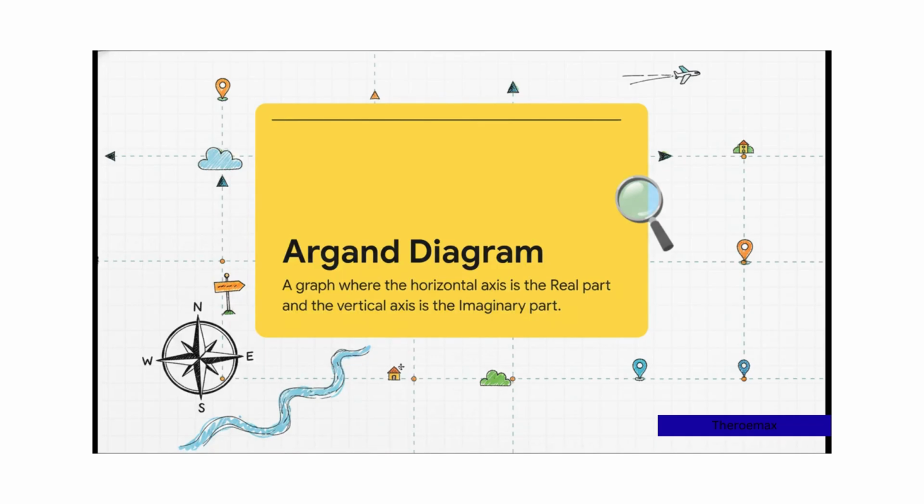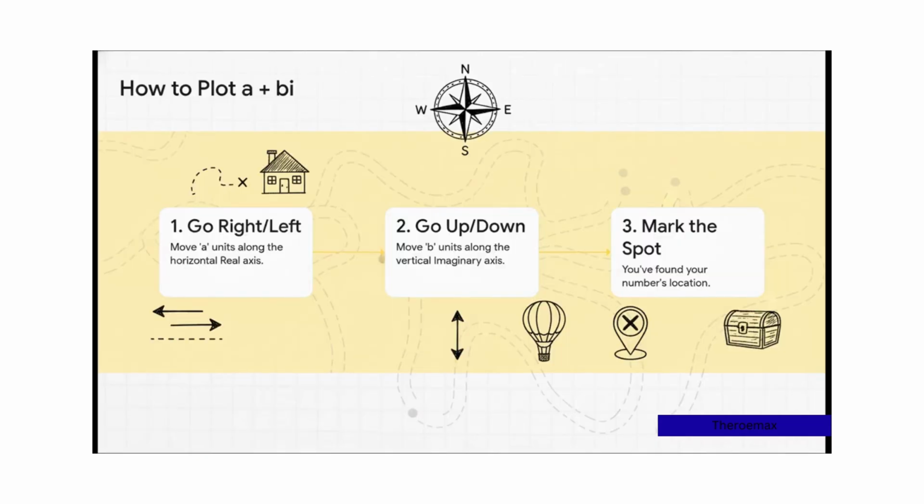Every single complex number has a unique address right here on this grid. And plotting a number is as simple as finding an address on that map. For any number, let's say a + bi, you just move a units horizontally and then b units vertically. That's it. You found your spot. Seriously, if you can find coordinates on a map, you can totally master the Argand diagram.